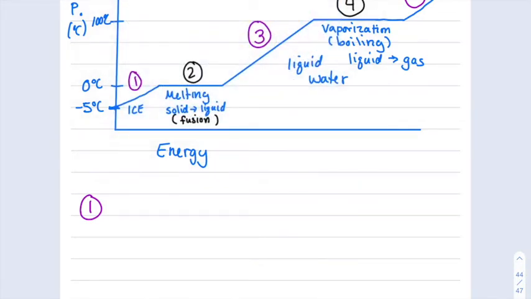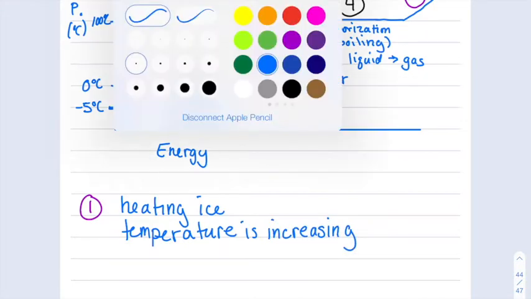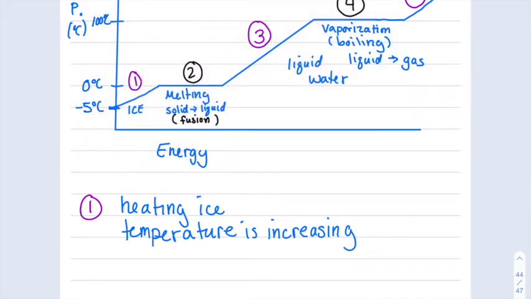So in step 1, we are heating the ice. So here the temperature is changing. And in fact, it's increasing. And what we're going to see is anytime the temperature is changing, we're going to use Q equals MC delta T. So this delta T is because your temperature is changing.